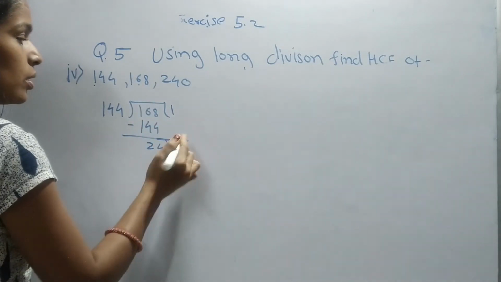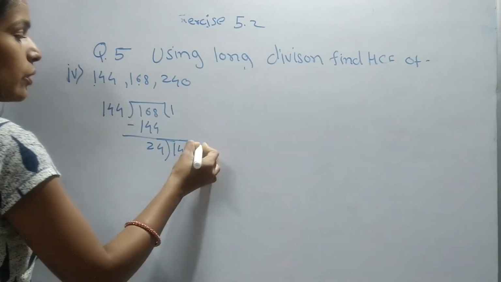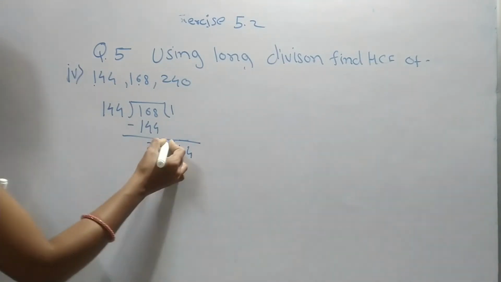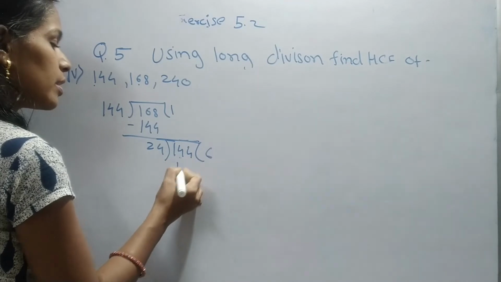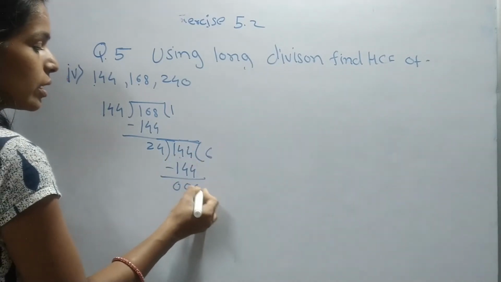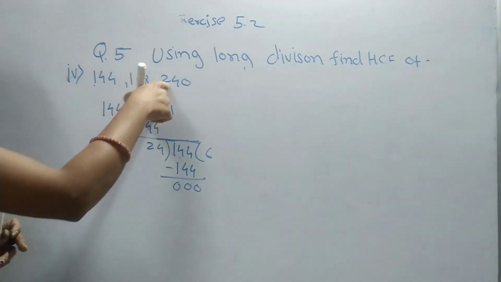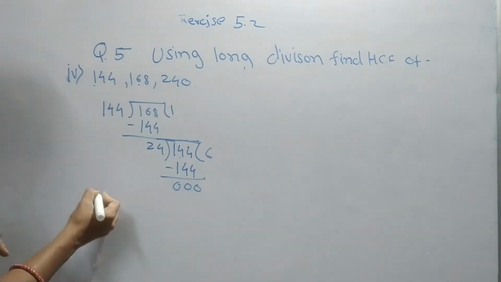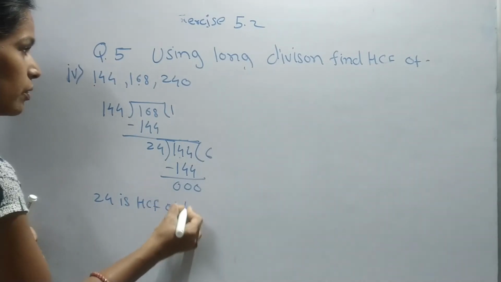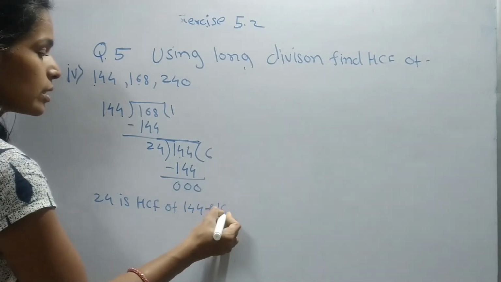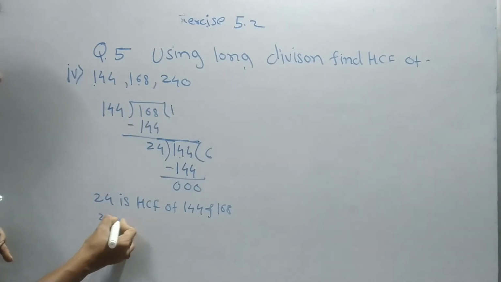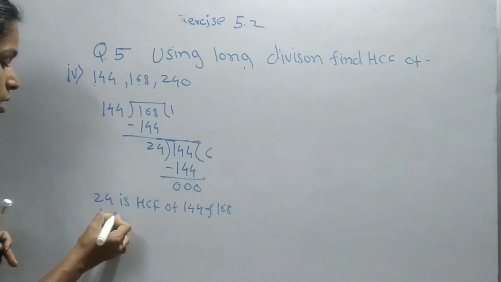24 divides 144. Now 24, we know the table of 24. 24 sixes are 144. So 144 minus 144, you are getting the result 0. Now still the third number remains. Here 24 is the HCF of 144 and 168.